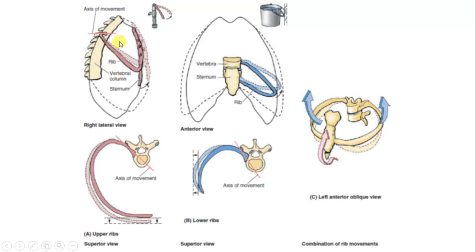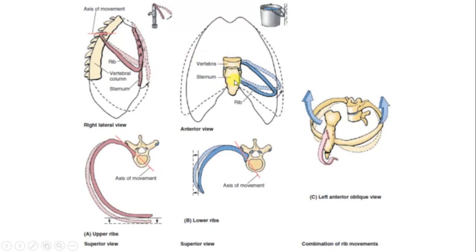When it moves, you consider this sternum as a handle, and this is the fulcrum of the pump. And when this moves forward, it causes an increase in the anteroposterior diameter. So this pump handle movement is occurring at the vertebrosternal ribs, where the anteroposterior diameter is changing.